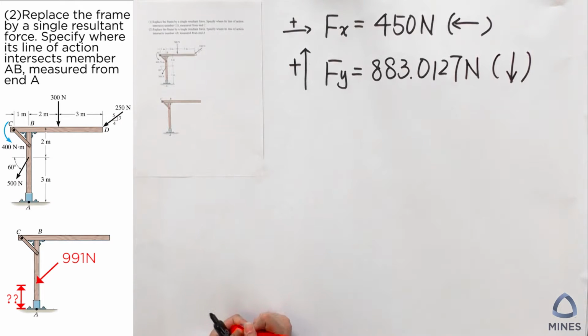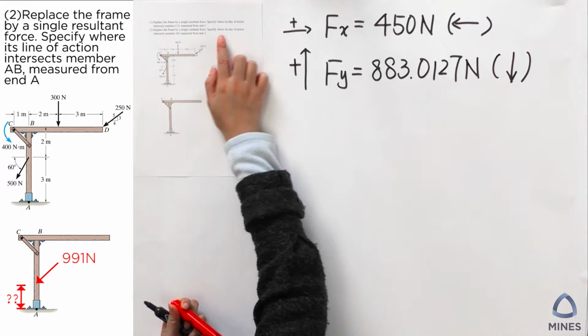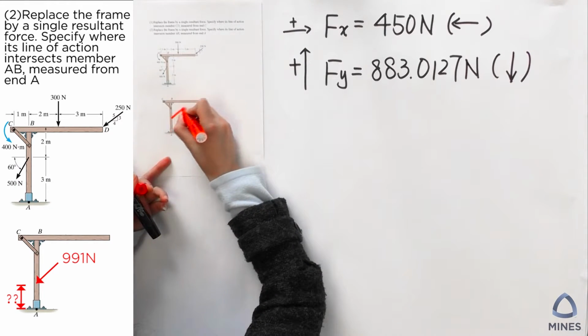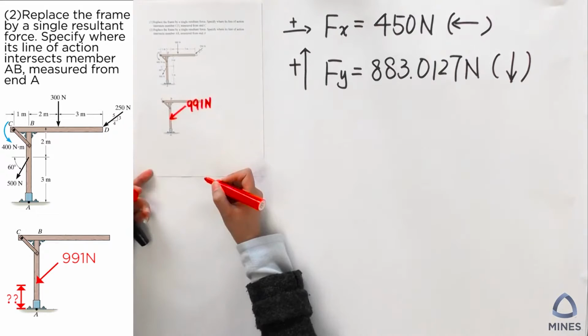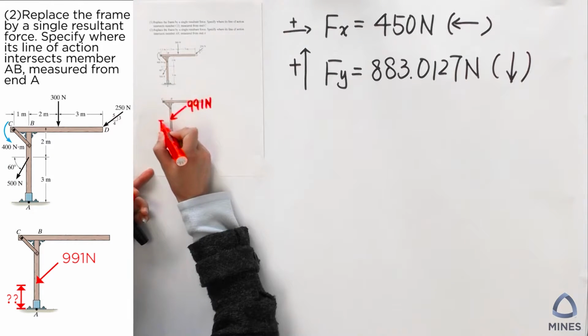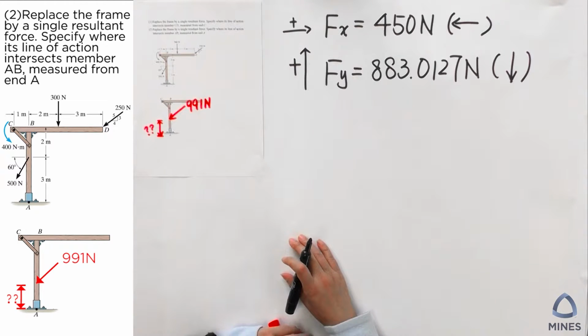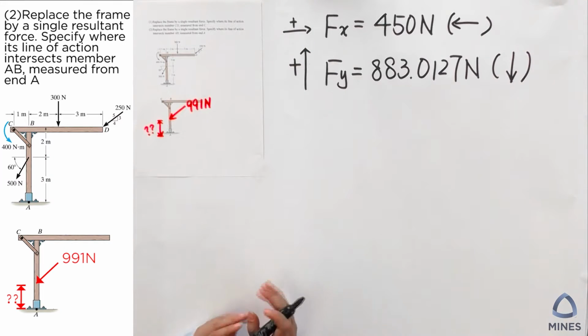So now let's take a look at the second problem. Replace the frame by a single resultant force, specified measured from end A. So what this means is we're actually going to apply our total resultant force, 991 Newton here. And what we have to do is identify where it is. So let's say double question mark. What we are going to do is always use that the moment in the original system will be equal to the moment in the equivalent system.